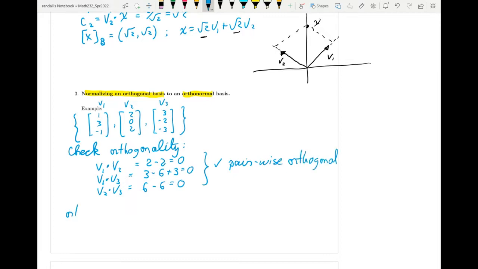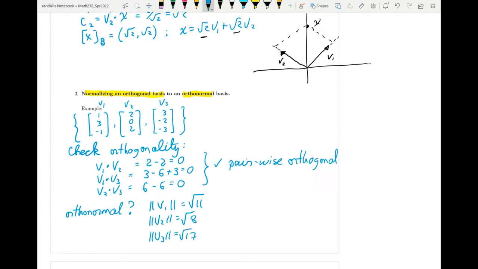Okay, but let's ask, are they orthonormal? So remember, orthonormal means orthogonal plus normality. So they are orthogonal. So let's just check the norms now. Are the norms 1? Well, they don't look like it, do they? So the norm of V1 is the square root of 9 plus 2, looks like the square root of 11. And the norm of V2 looks like it's going to be the square root of 8. And the norm of V3 is the square root of 9 plus 8, so 17.